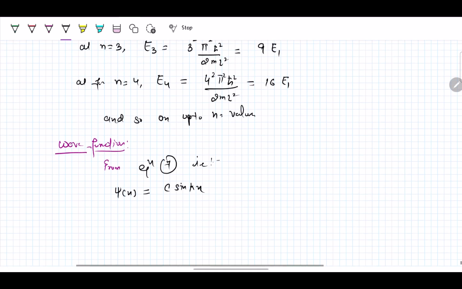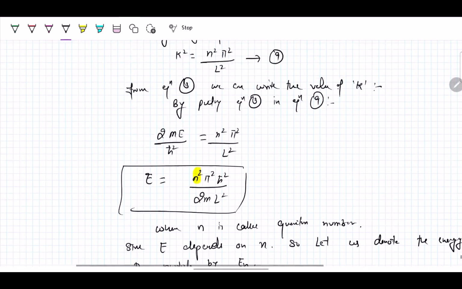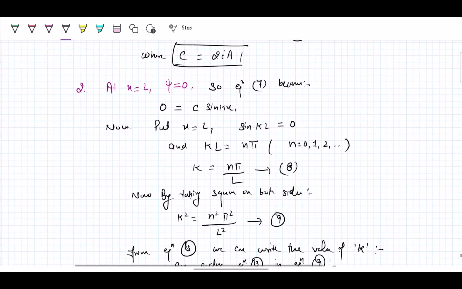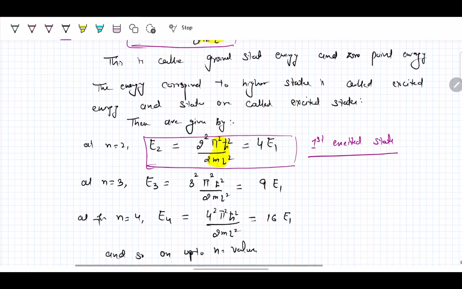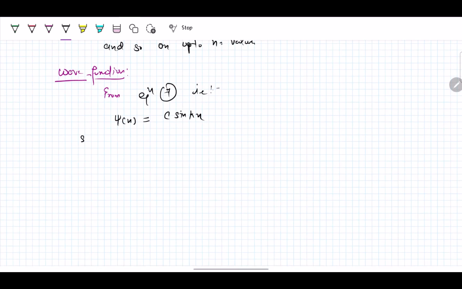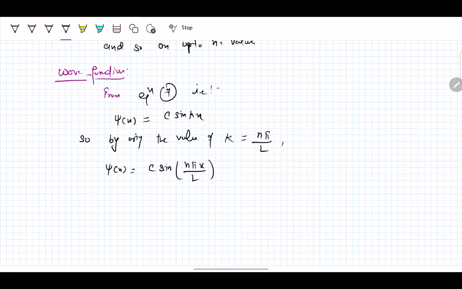Now we know the value of k, and we have already found the value of k, which is equal to n pi over L, according to equation number 8. So use equation number 8 as well here. By using the value of k, which is equal to n pi over L, the above equation can be written as psi x is equal to c sine of n pi x over L, right?